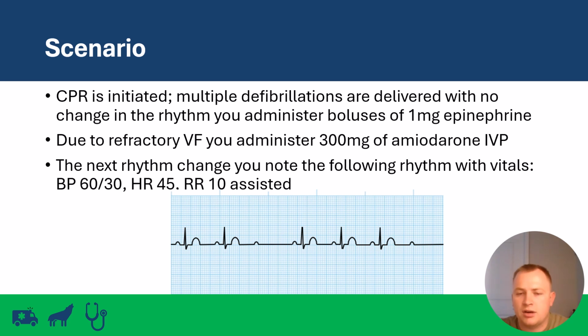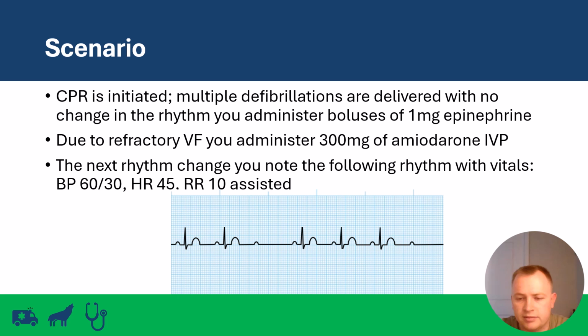So we start CPR and we defibrillate them. We start giving our cardiac epi, 1 milligram of 1 to 10,000 every 3 to 5 minutes. And it looks like that VFib was refractory. We know that when we have refractory VFib, we can consider an antiarrhythmic. So we go with amiodarone at 300 milligrams for our first dose, and it looks like we get a rhythm change. On our next rhythm, it looks like we got ROSC, and we have this rhythm below.